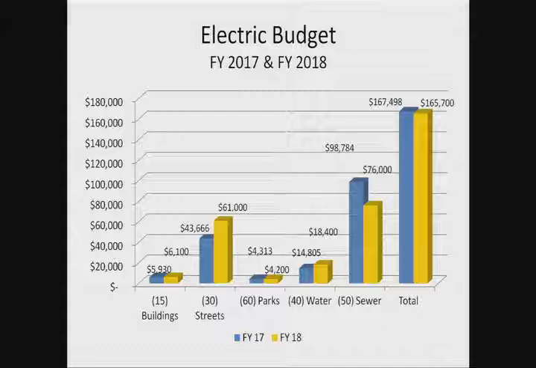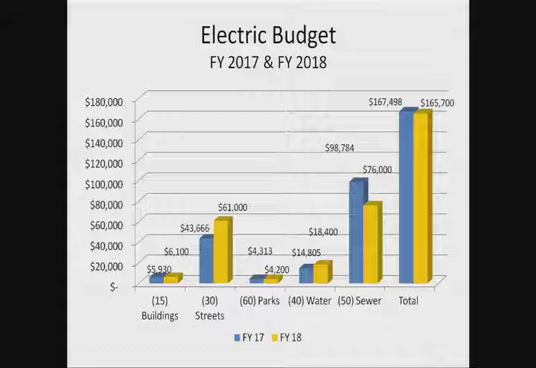But in sewer, you see the main difference, where last year we had 98,784 and this year we only have 76,000. So we just wanted to point this out, mainly to show you that the budget for this coming fiscal year is slightly lower than fiscal year 17. We're a couple months from the end of fiscal year 2017, but we anticipate the actual expense for electric to be right about where we had budgeted, at around 167,000.